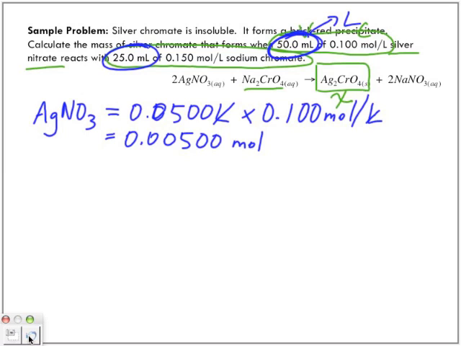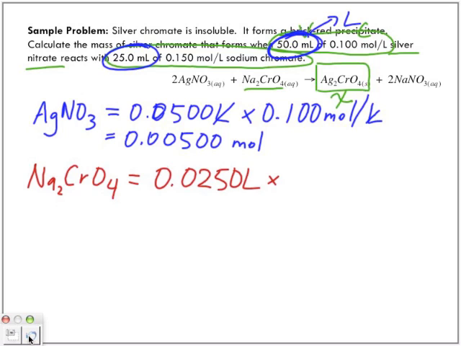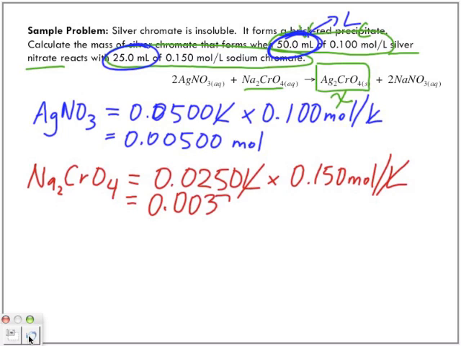I'm going to do the same thing now for my other reactant, which is the sodium chromate. So here is my sodium chromate. I'm going to take the volume, which has been converted to 0.0250 liters. I'm going to multiply it by the concentration, which is 0.150 moles per liter. Liters cancel out, and I'm left with moles. So my answer comes out to 0.00375 moles. So that's what we have now for each one.